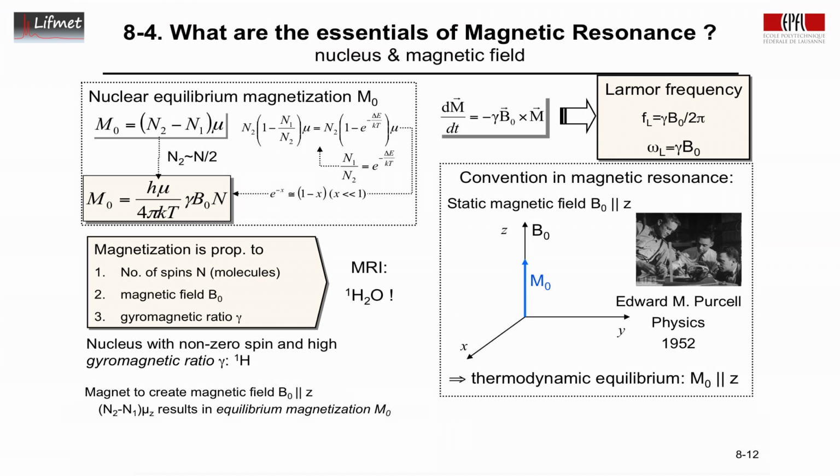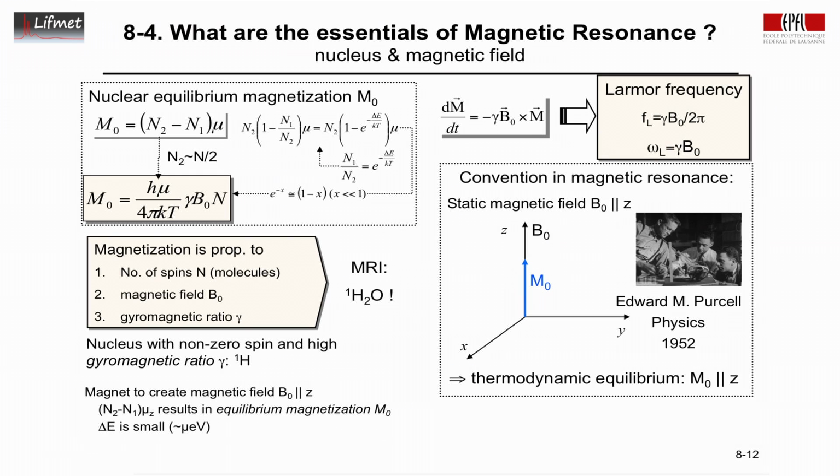Now, we need a magnet to generate a magnetic field that's along Z. This results in a separation of the spins in upper and lower energy levels, which creates a thermodynamic equilibrium magnetization, M0. We'll call the main magnetic field always B0, and we'll call the equilibrium magnetization always M0.